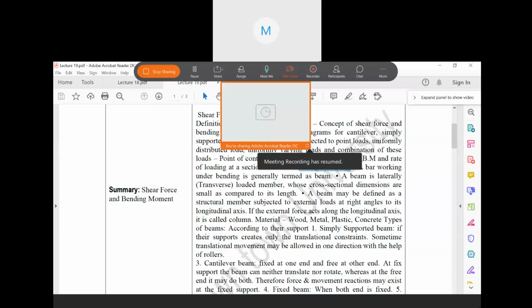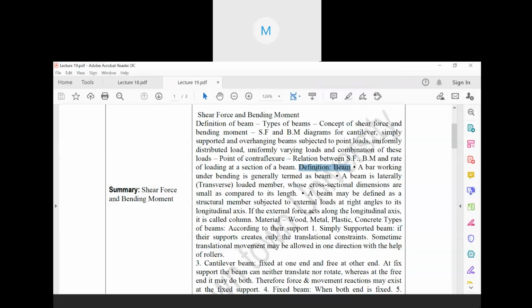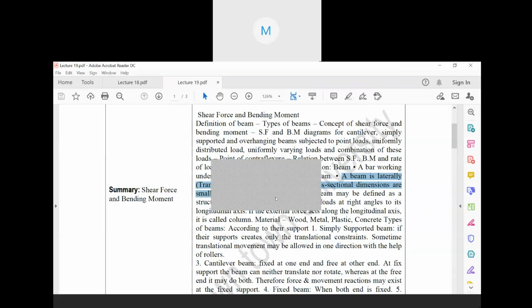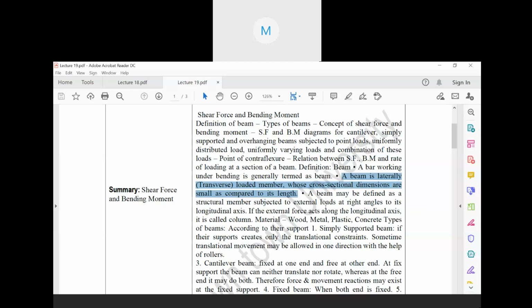So now, this is a laterally transverse loaded member. The cross-sectional dimensions of the beam are very small when compared to its length. Since it is a horizontal member, the length is very high and the cross-sectional dimensions are very low. So let us do one thing today.